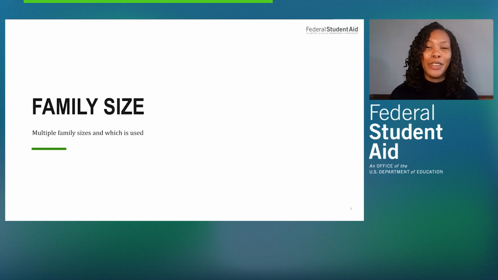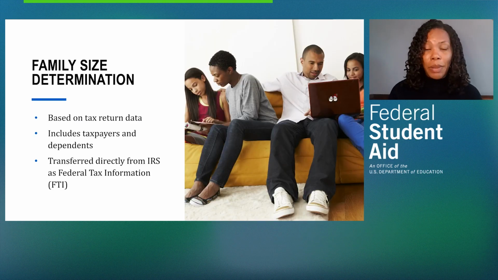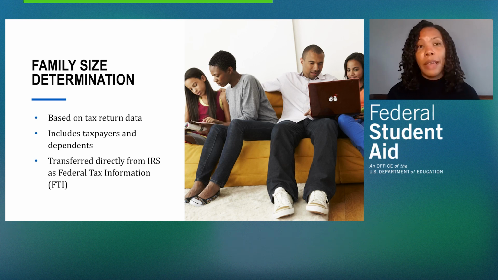Now, family size is one of the new sections within the ISIR that was a little confusing for folks. So your family size replaces your household size in the previous year. So in the SAI environment, family size replaces household size. But the family size is going to come from the tax return for IRS tax filers. That means that family size is now determined by IRS tax filing code. And it's not necessarily who is on the tax return, it's who is eligible to have been on the tax return.